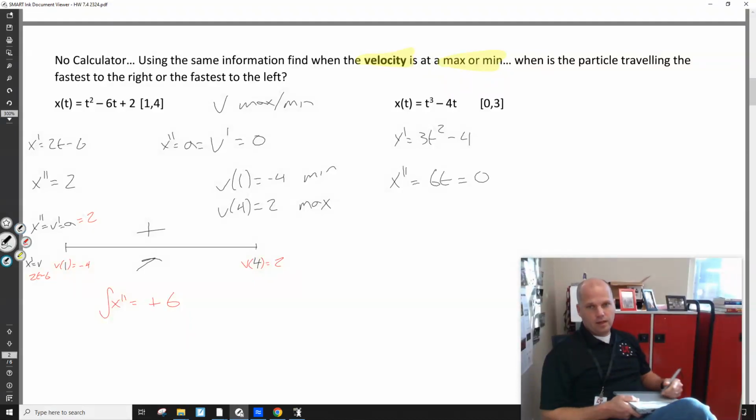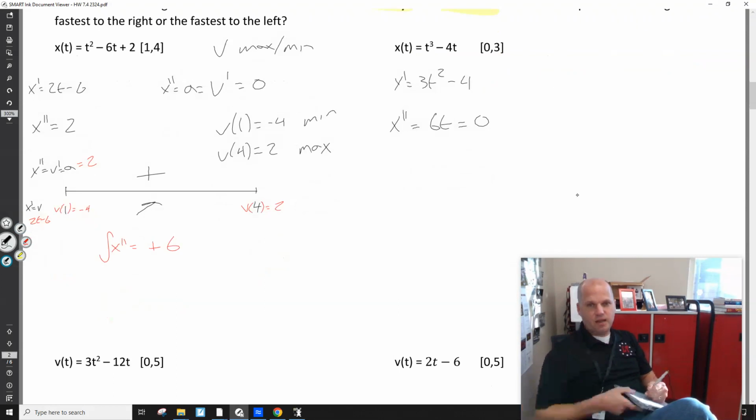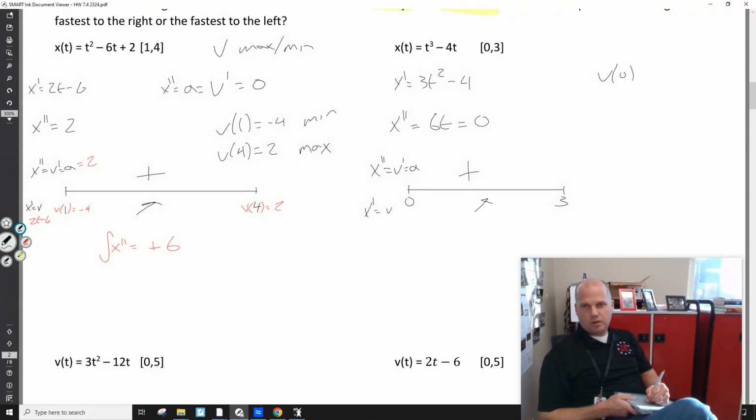It's really the exact same deal in that since I gave you x, after taking the second derivative, we realized the second derivative is positive on your interval 0 to 3. This is x double prime, which is v prime, which is a. That's positive from 0 to 3. That means x prime, which equals v, is increasing. That means v of 0 has to be the min. That means v of 3 has to be the max. We could find those if we wanted to.